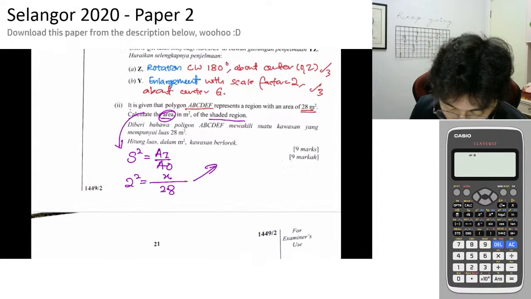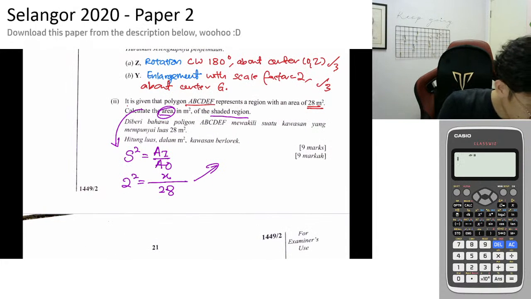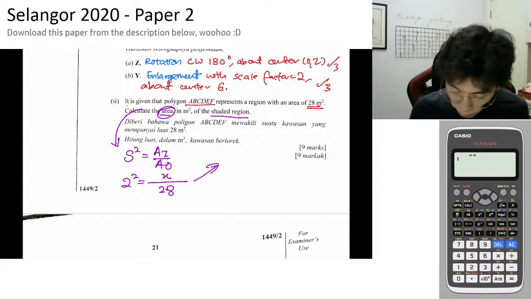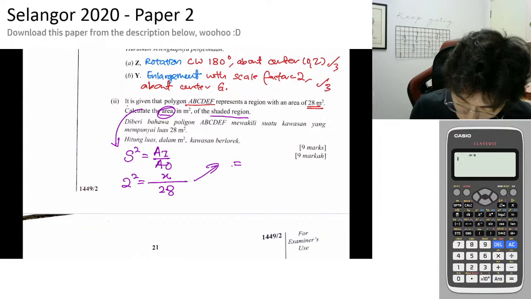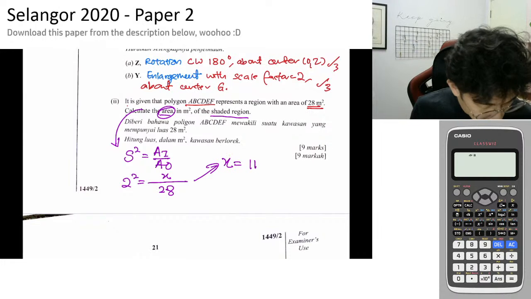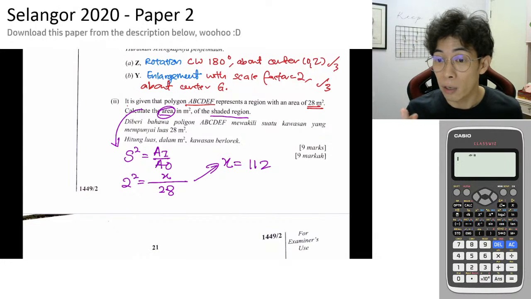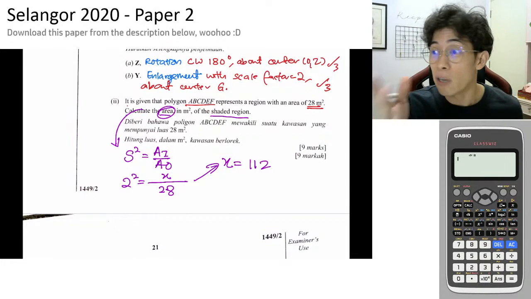Now, of course, the next working. So this will be 4 times 28. X equals 112. Okay, 112. But X is your area of image, everyone.